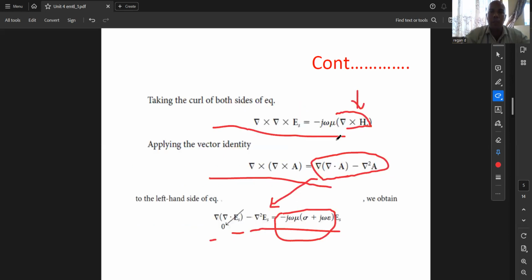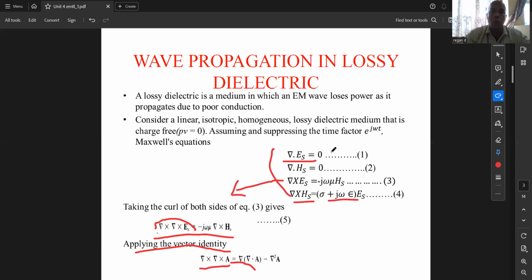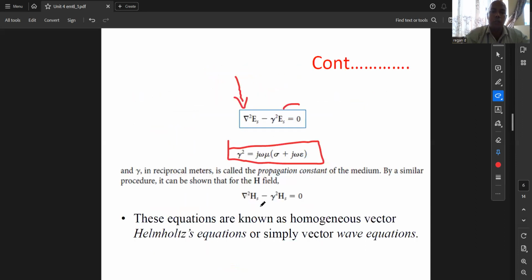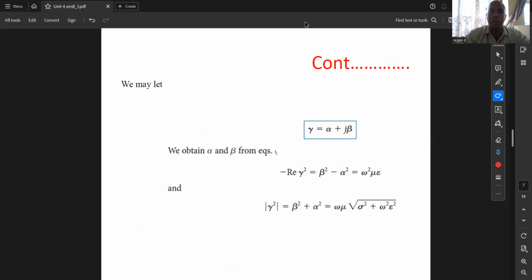The same way, if we take curl on equation 4, then the result is del square Hs minus gamma square Hs is equal to 0. These two equations are called Helmholtz equations, or simply we can say vector equations.